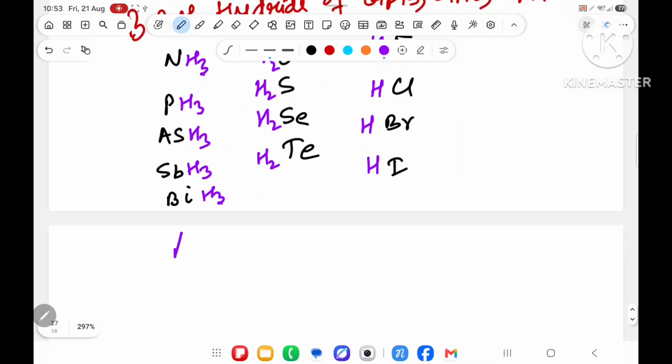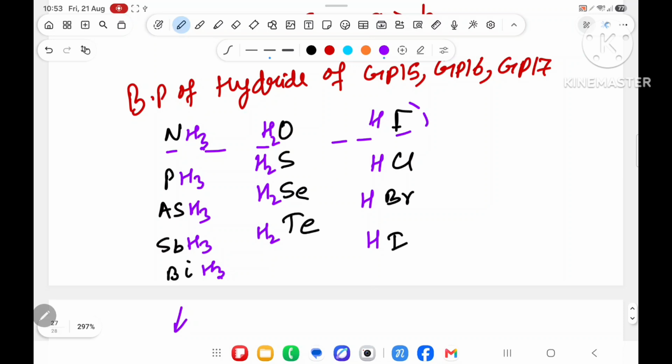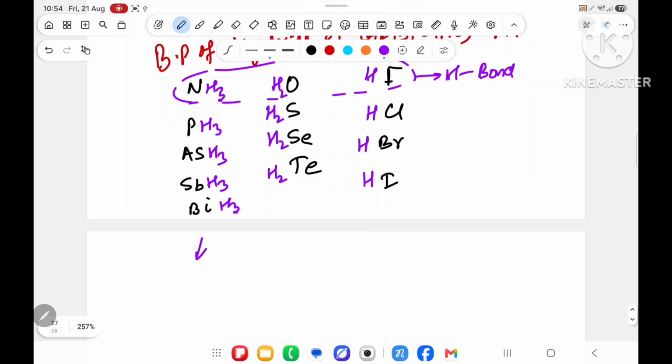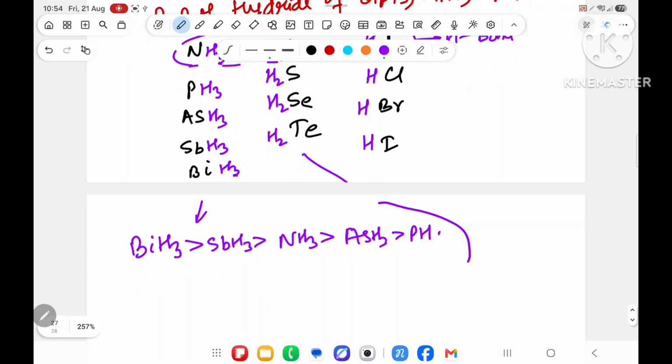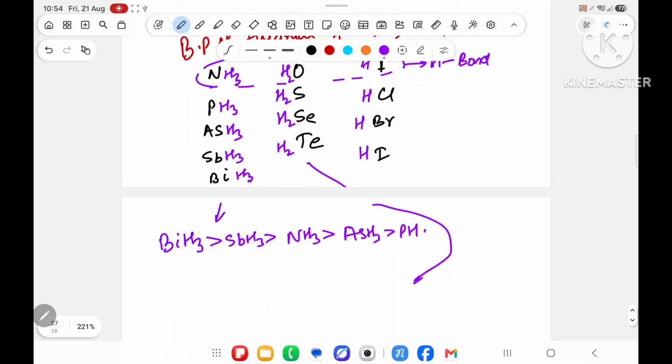Now for group 15, over here NH3 is forming hydrogen bond, and the hydrogen bond topic I have also uploaded, so you can see it if confused. Over here you will write that BiH3 will be more, then SbH3, in the middle NH3 will come, then AsH3, then PH3.